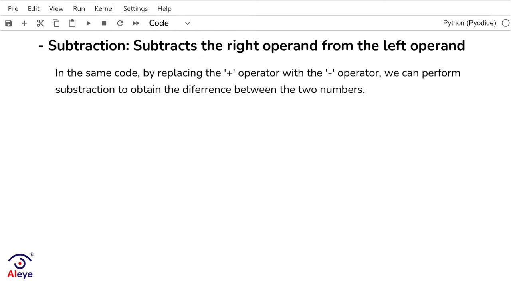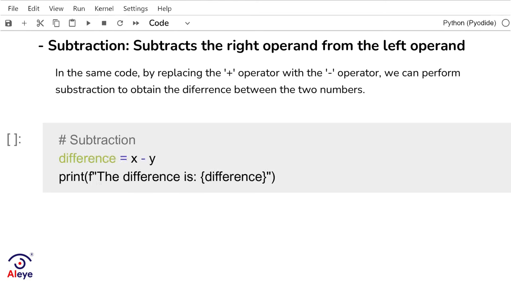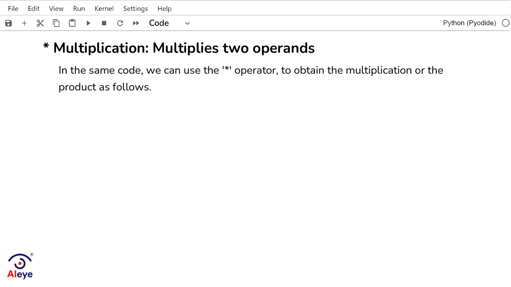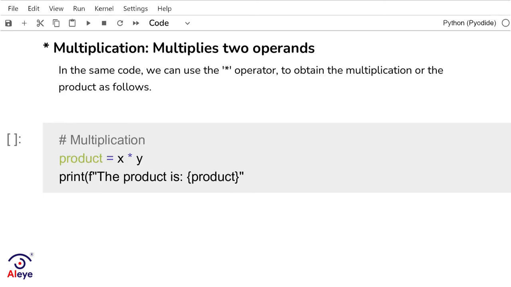Subtraction. Subtracts the right operand from the left operand. In the same code, by replacing the plus operator with the minus operator, we can perform subtraction to obtain the difference between the two numbers. Multiplication. Multiplies two operands. In the same code, we can use the asterisk operator to obtain the multiplication or the product as follows.